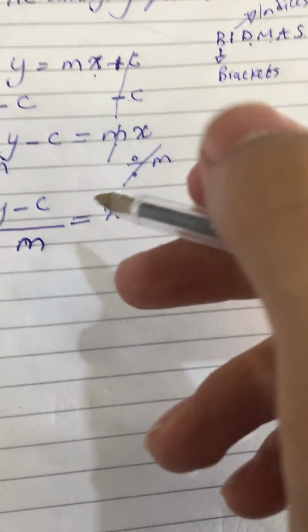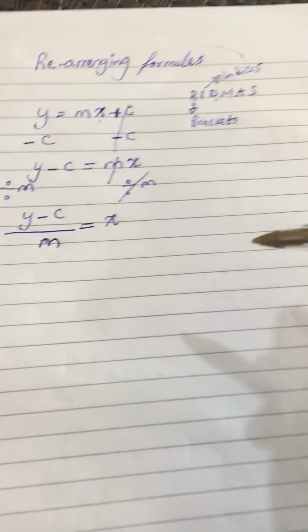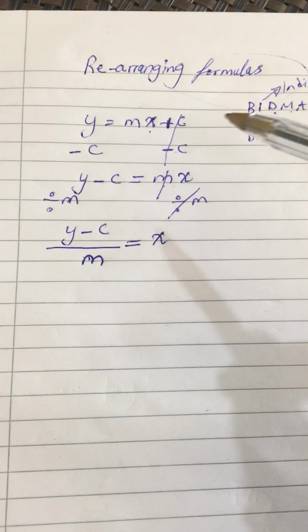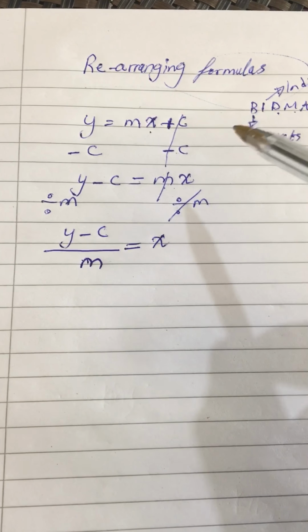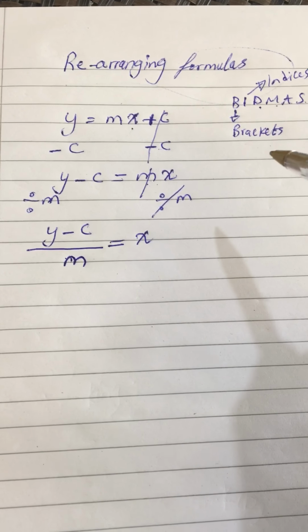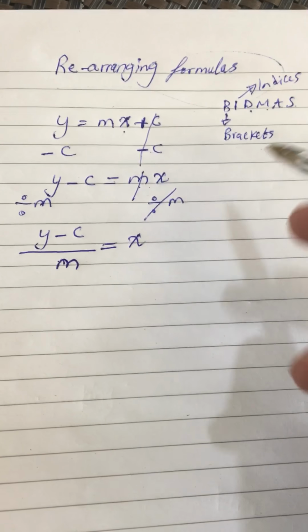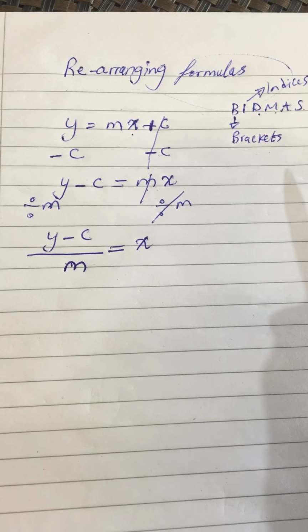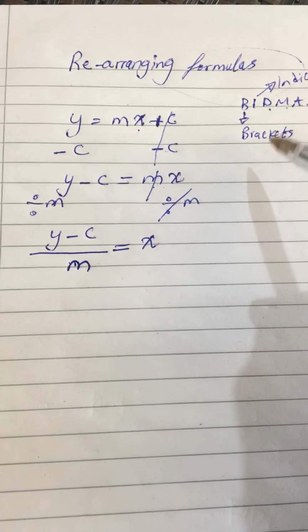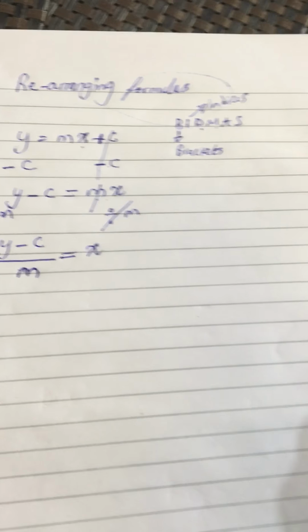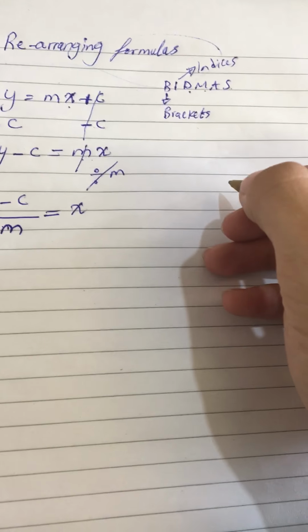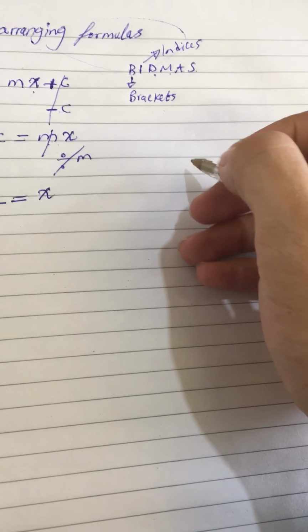So the process of rearranging involves doing the opposite operation in order to make that variable the subject of the formula. So if we have subtraction, we do addition. If we have multiplication, we do division. I'll give you another example so you get the hang of it.